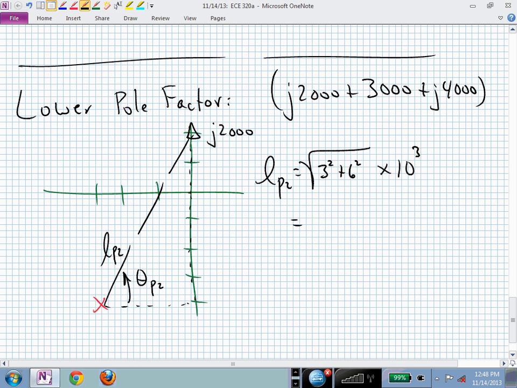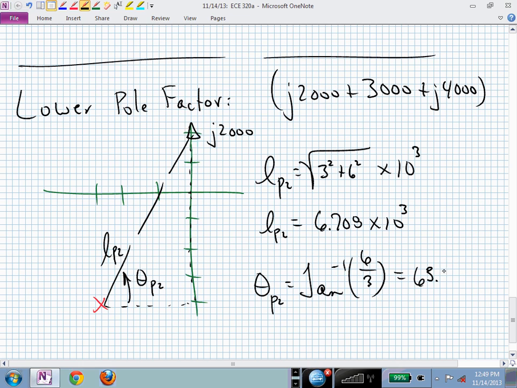It ends up being 6.708. And the angle, theta sub P sub 2, is the inverse tangent of 6 over 3, already canceling all the 3 zeros in the numerator and denominator. And this now ends up giving us an angle of 63.43 degrees.